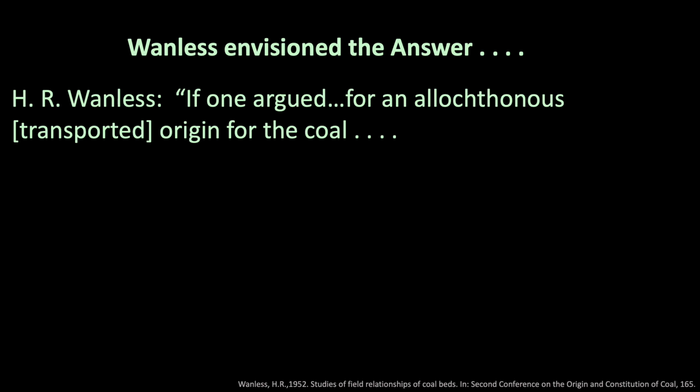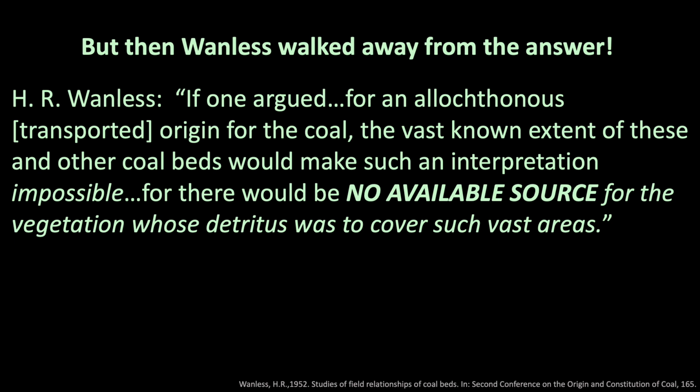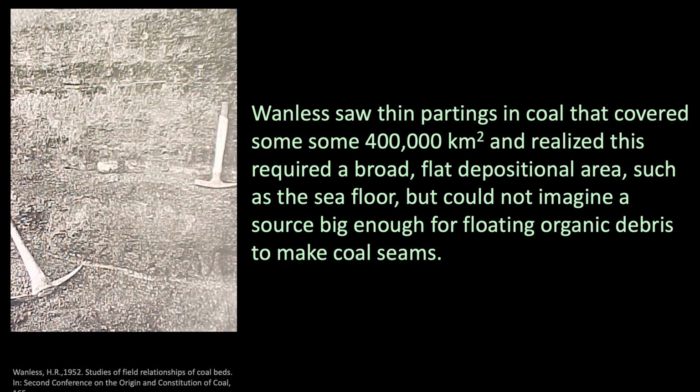Wanless realized what the answer must be to this principal problem. He said if one argued for an allochthonous or transported origin for the coal, the vast known extent of these and other coal beds would make such an interpretation impossible, for there would be no available source for the vegetation whose detritus was to cover such vast areas. Wanless saw thin partings in coal that covered some 400,000 square kilometers, realized this required a broad, flat depositional area such as the seafloor, but he could not imagine a source big enough for floating organic debris to make coal seams.